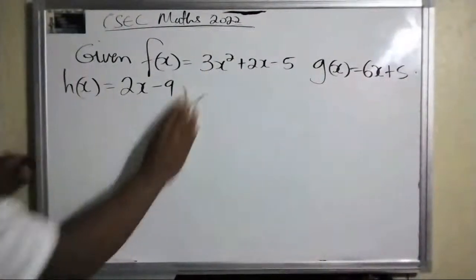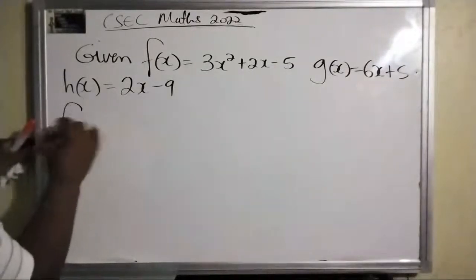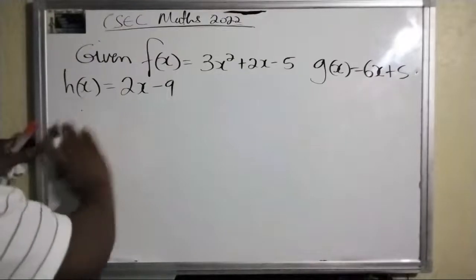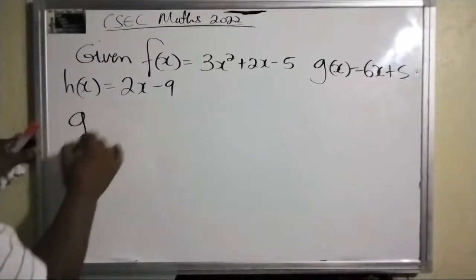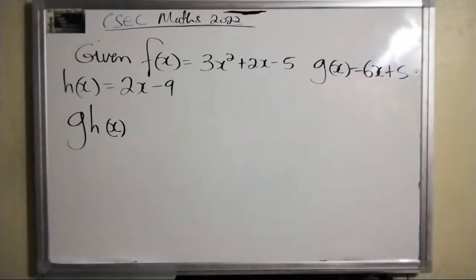Alright. So the next one says we are supposed to combine G and H. So let's look at that. No, not F. It was G and H. So this is a composite function. Alright. So we're combining the two functions.